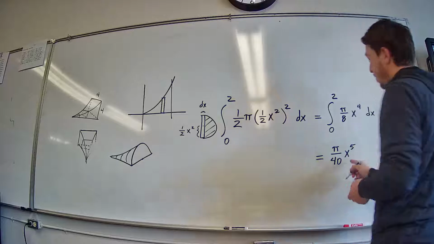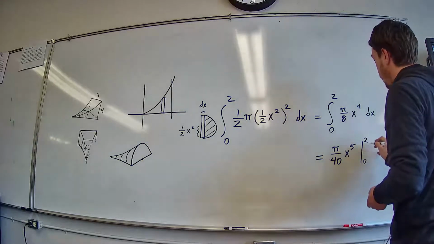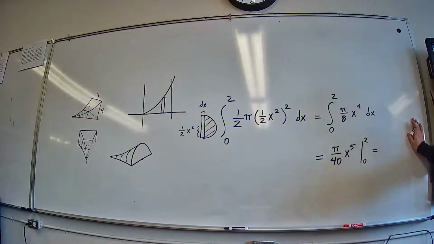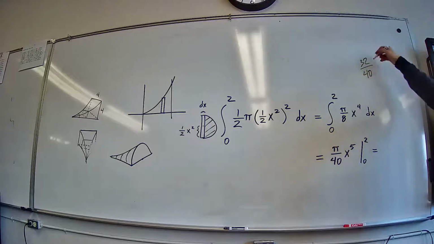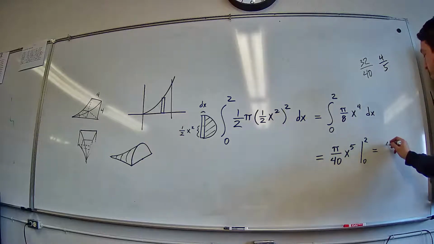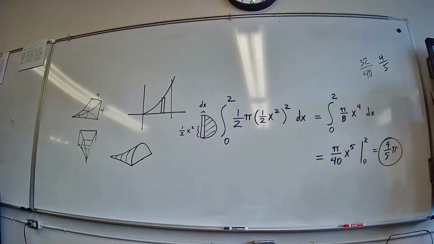Does that make sense, what I just did there? Yes. We went from 0 to 2. When you plug in 2, you get 32. What's 32 over 40? 4/5. Yep, 8 goes into both of those, 4 times and 5 times. So the answer to this is just 4/5 of pi, or 4 pi over 5, sorry. That's pretty neato burrito, right?